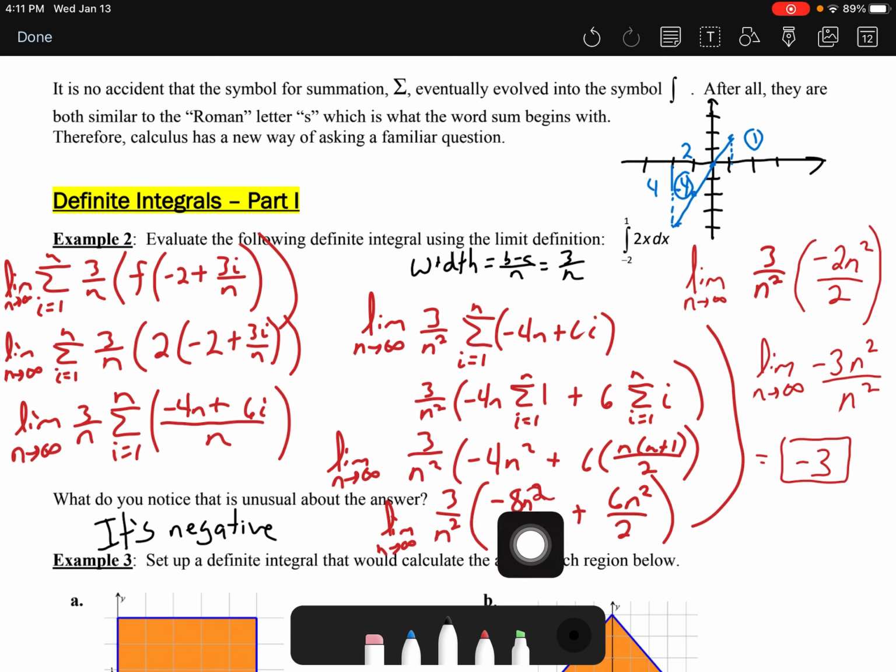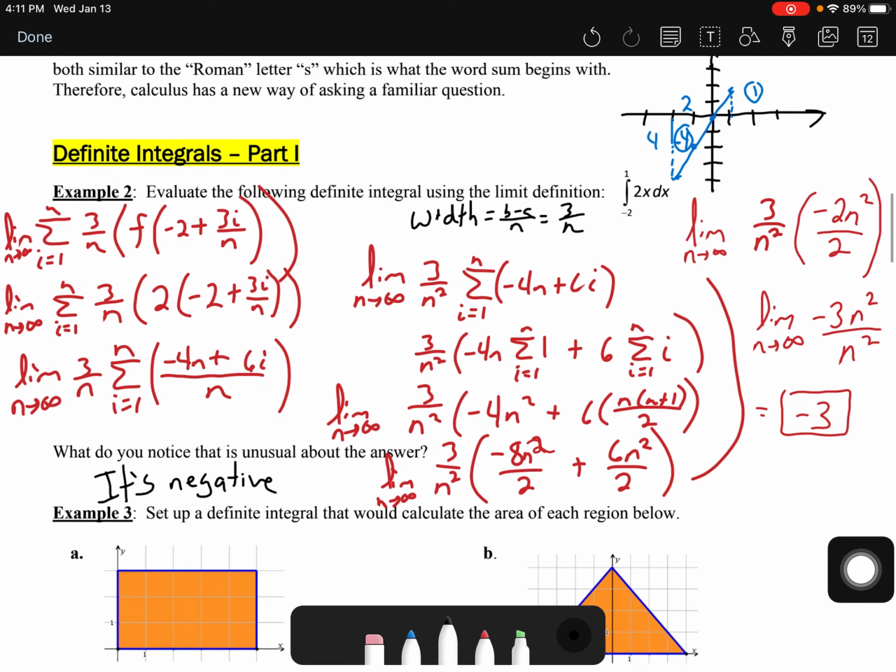So combining these together, I end up with -2n squared over 2, and then times my 3 over n squared right there. And then as I simplify that, I end up with -3n squared over n squared. So that limit just simplifies down to -3, okay? So going through that limit definition here, I get -3 for the value there.